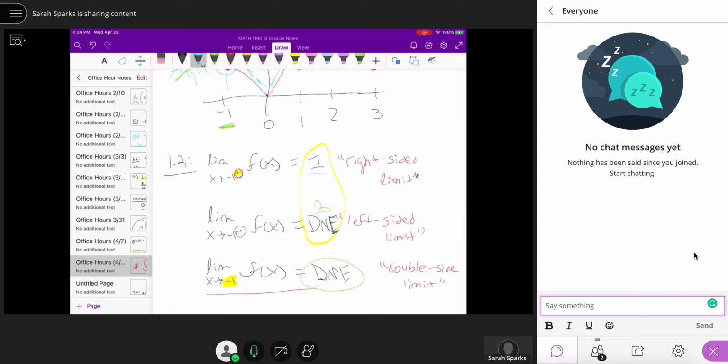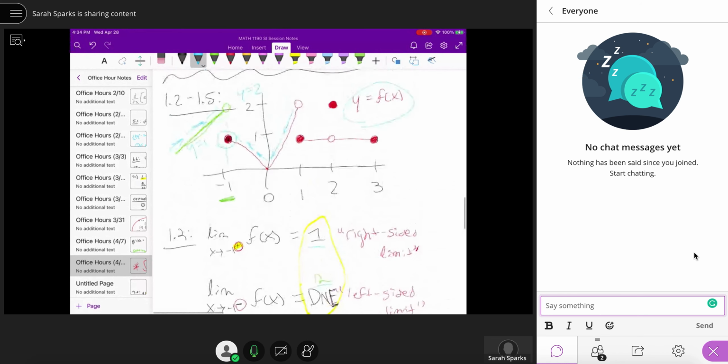Okay. Sorry, what was your question? What if it's a closed circle? Whether the circle is closed or open doesn't matter. All that matters is what your function is going towards.